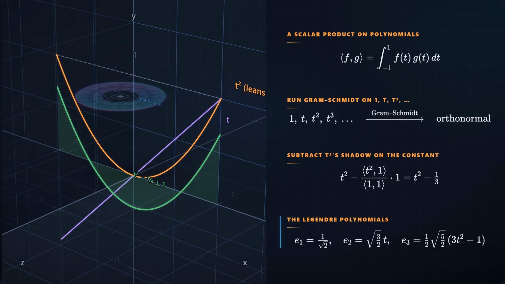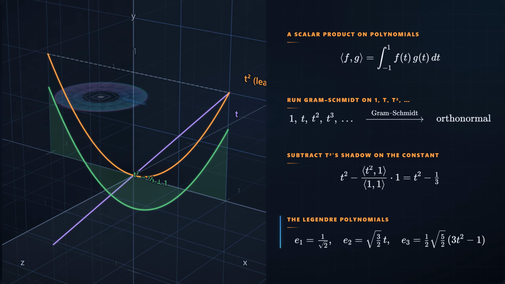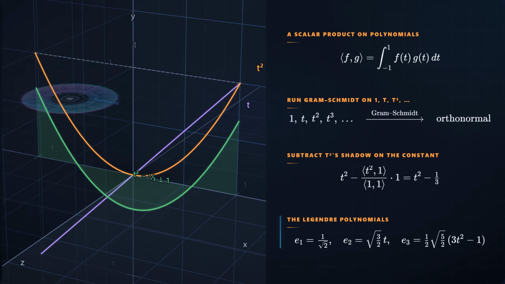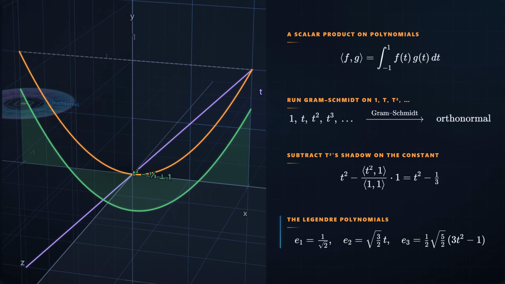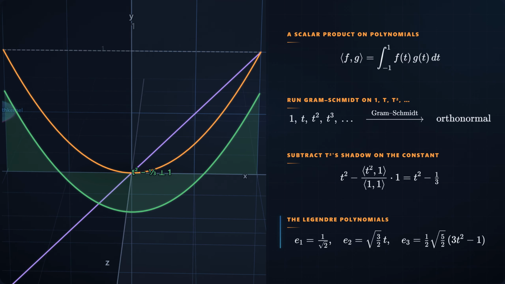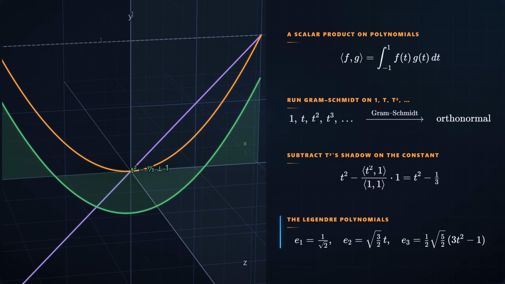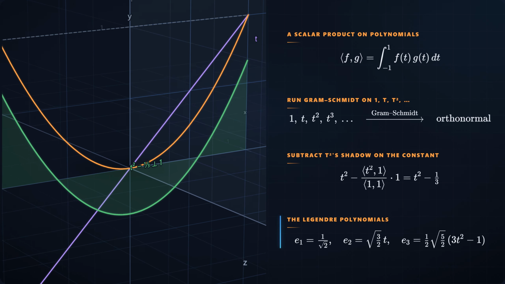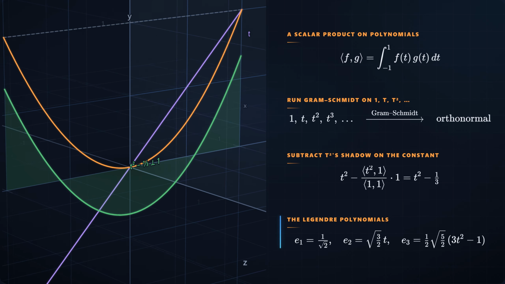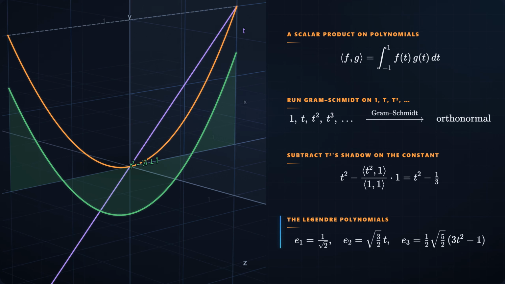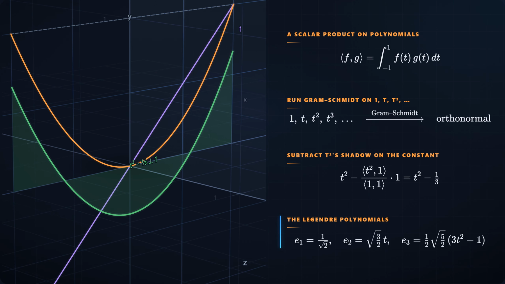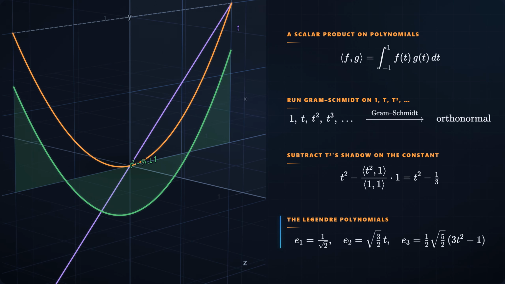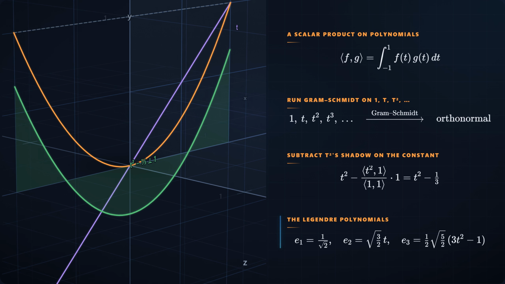Keep going, normalize, and these orthogonal polynomials have a name, the Legendre polynomials. They're the sines and cosines' polynomial cousins, a custom-built orthonormal basis, produced by the very same Gram-Schmidt, just fed functions instead of arrows. So Gram-Schmidt doesn't care what a vector is. Feed it powers of t, and out come the Legendre polynomials: project, subtract, normalize, exactly as before.